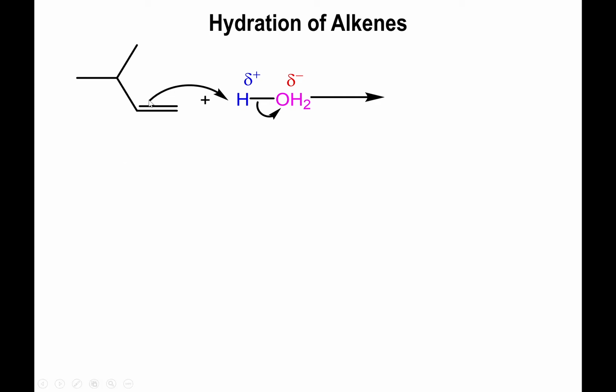And it does it simply by providing its set of pi bonds to create a new bond with that hydrogen. In the process, the hydrogen-oxygen bond is broken and you produce water as a byproduct. But then what you end up getting right here is a carbocation, right? Because the 2 electrons of the pi bond have been utilized to make a new sigma bond. So that leaves the carbon right here with a lack of electrons. It's electron deficient. It's now a carbocation.